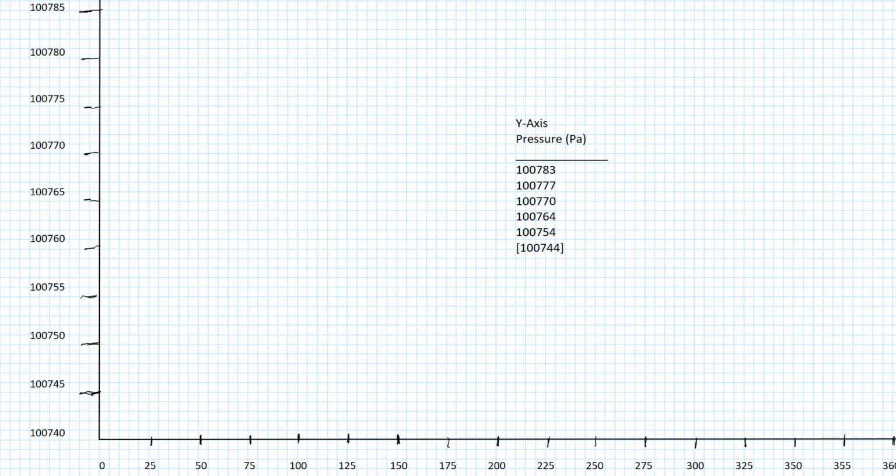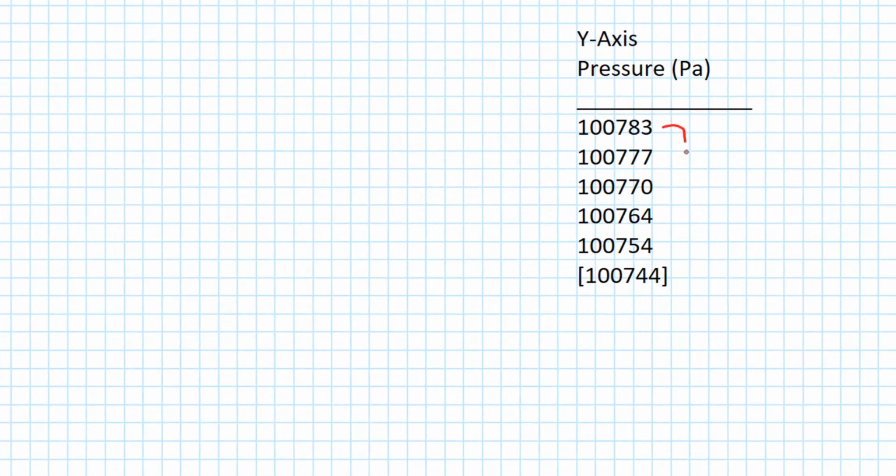So I start out by looking at my data. I have 5 data points going up my stairs, plus one more, that was my prediction pressure. And I look from the highest to the lowest is only a difference of 39 pascals.